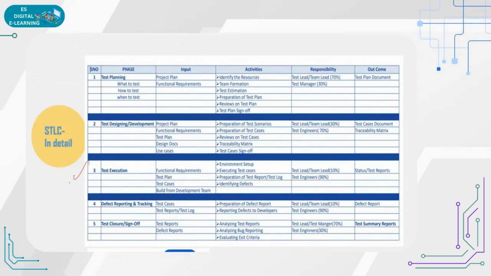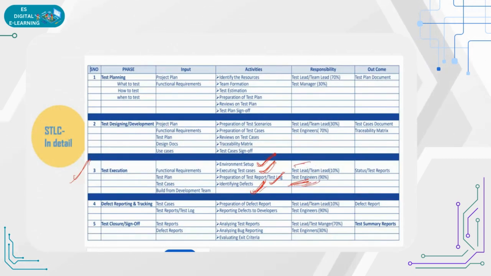Now we need to do the test execution. You need to identify the environment setup, meaning hardware or software, all this will be considered, and you need to start doing your testing. Once you are testing, you will take the logs and identify the defects. All this is part of the responsibility of the test engineer, and even the test lead will support. Is it clear? Here they will follow the functional requirements. Whatever test plan is there, they will take the test plan and do the test cases.